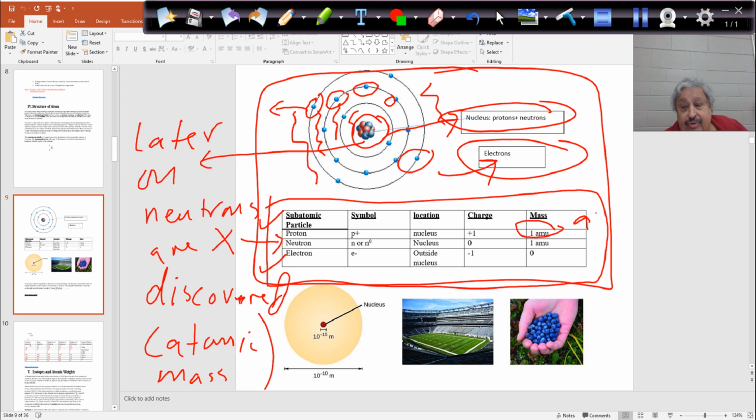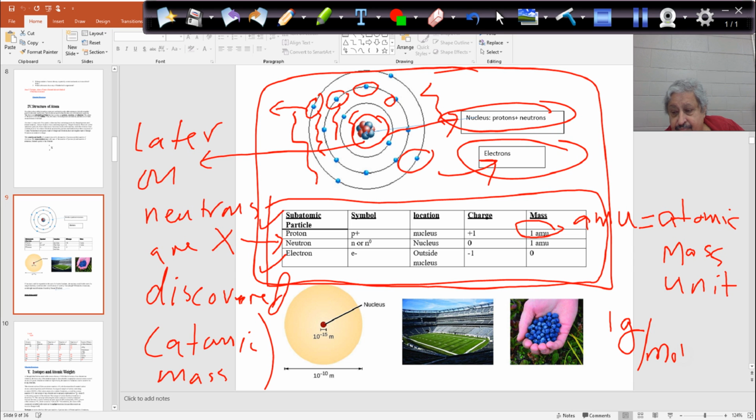AMU stands for A for atomic, M for mass, and U for unit. 1 AMU is 1 gram per mole, as you will see later on. That's here. 1 gram per mole, which is more handy here, equals 1 AMU, atomic mass unit.